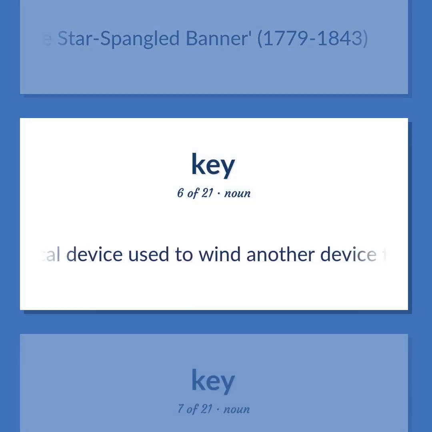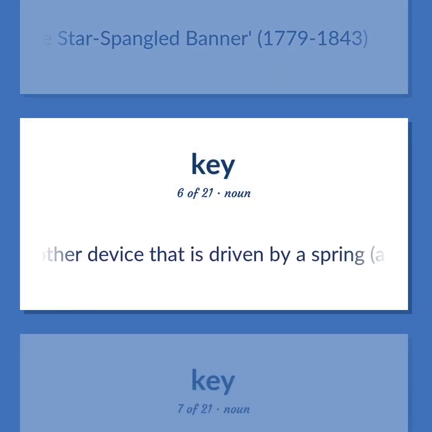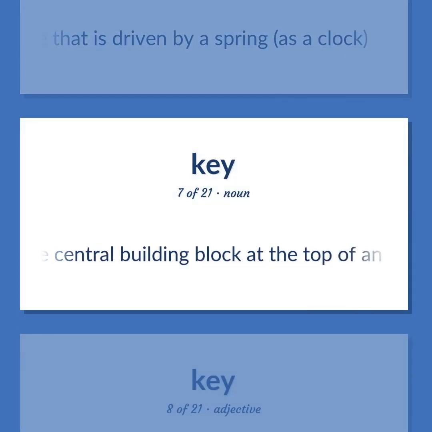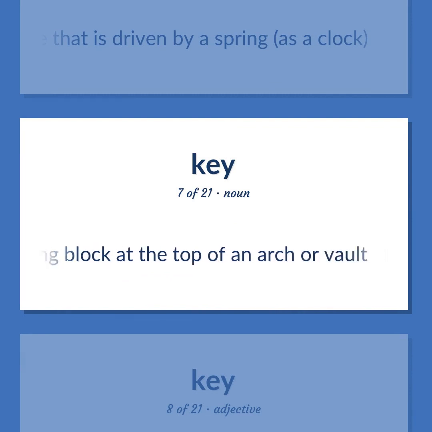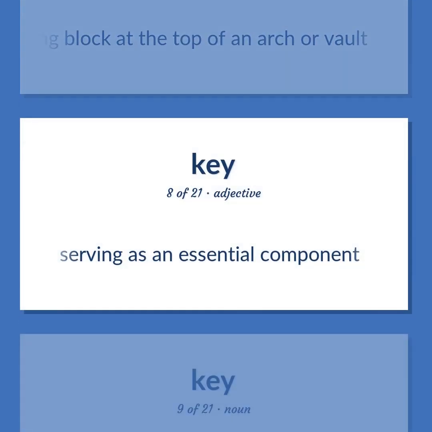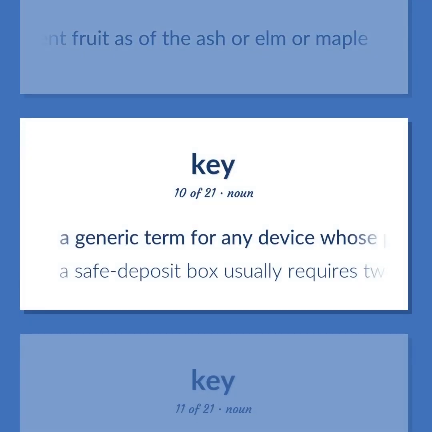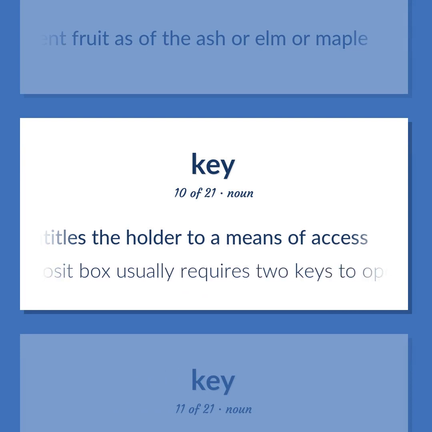Mechanical device used to wind another device that is driven by a spring, as a clock. The central building block at the top of an arch or vault. Serving as an essential component. A winged, often one-seed indehiscent fruit as of the ash or elm or maple. A generic term for any device whose possession entitles the holder to a means of access. A safe deposit box usually requires 2 keys to open it.